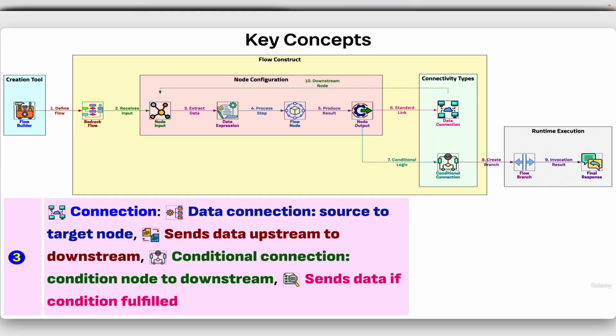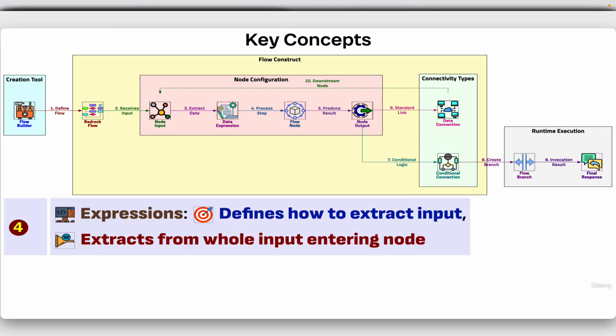Third one is connections. Connections link nodes in two ways. A data connection sends data from an upstream node's output to a downstream node's input, while a conditional connection sends data from a preceding node to a downstream node only if a specific condition is fulfilled. Next key concept is expressions. Expressions define the method for extracting a specific input from the whole input entering a node.